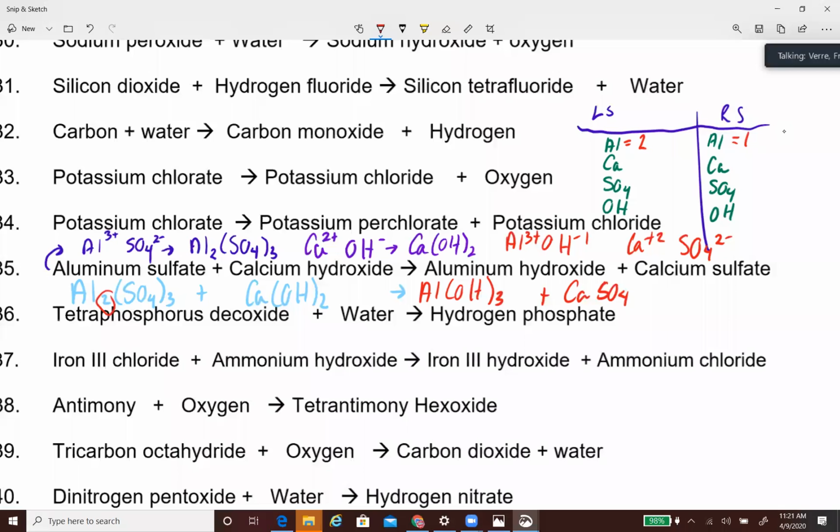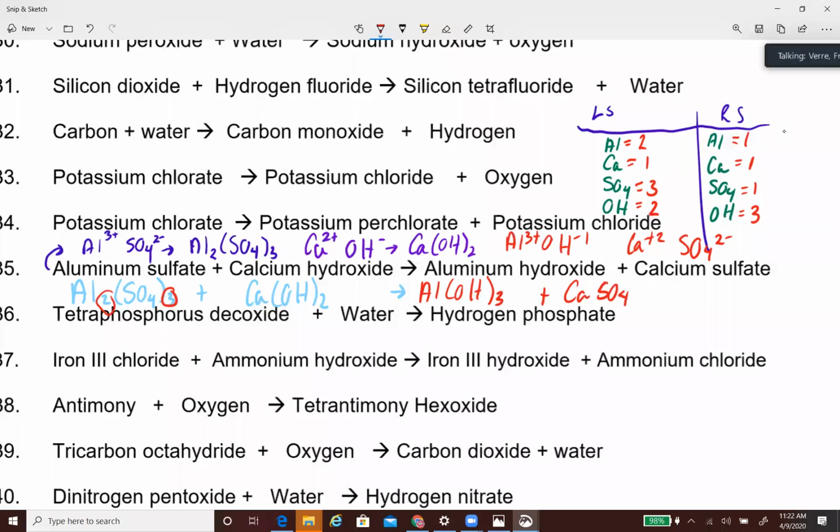Calcium. On the left, I see 1. There's no subscript. Okay. On the right, I don't see a subscript, so there's 1. Okay. On the left, there are 3 sulfates. On the right, there's only 1. Okay, there's no subscript, there's no brackets around sulfate over here, so there's only 1. On the left, there are 2 hydroxide. On the right, there is 3, right? There's a 3 right there.